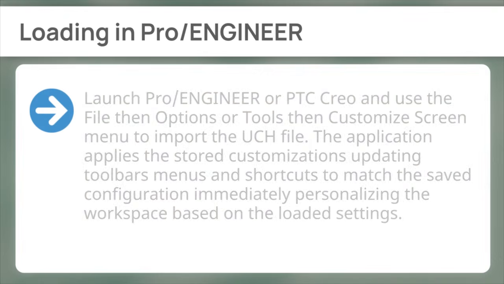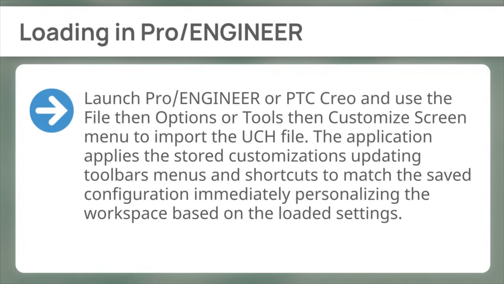First, loading in Pro/Engineer. Launch Pro/Engineer or PTC Creo, and use the File then Options or Tools, then Customize Screen menu to import the UCH file. The application applies the stored customizations, updating toolbars, menus, and shortcuts to match the saved configuration, immediately personalizing the workspace based on the loaded settings.